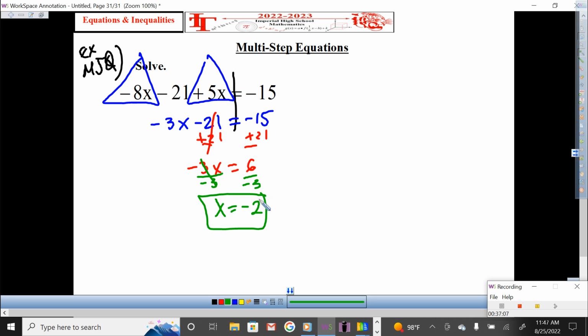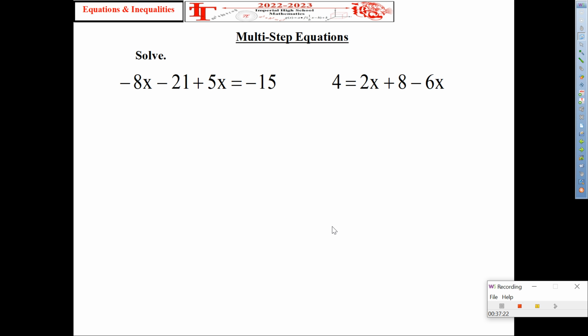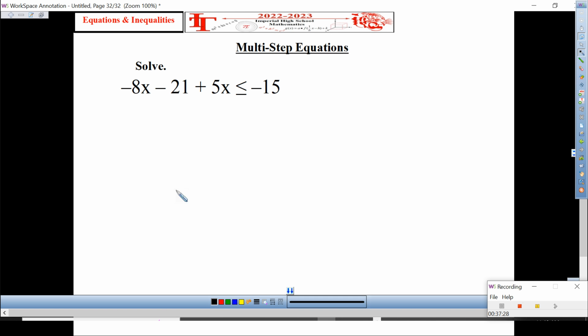Yes? Okay. One last one. I know some of you are like, what? Yeah, last one. Because if you notice, we've been doing just equations, right? You're like, oh no. Oh yes. Copy this one. And we're going to call this, bam, example. How about Michael Jackson Q? Negative 8x minus 21 plus 5x less than or equal to negative 15.